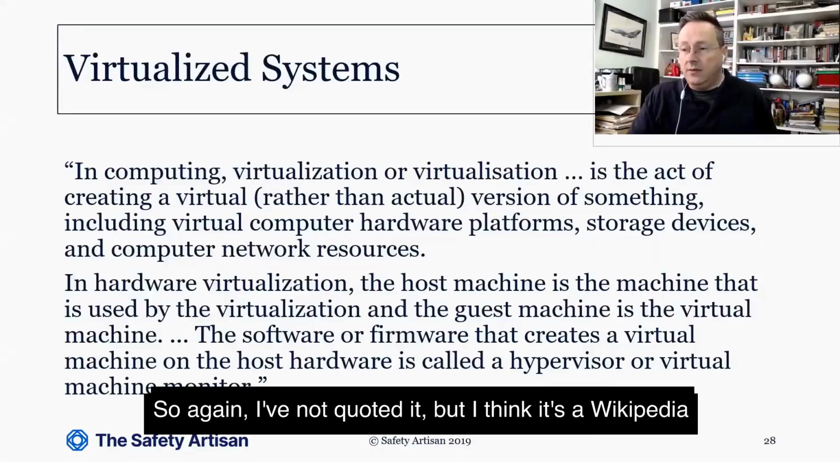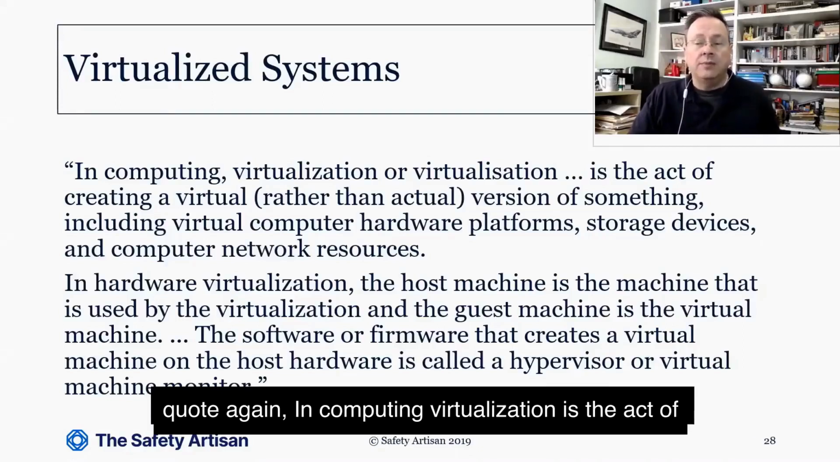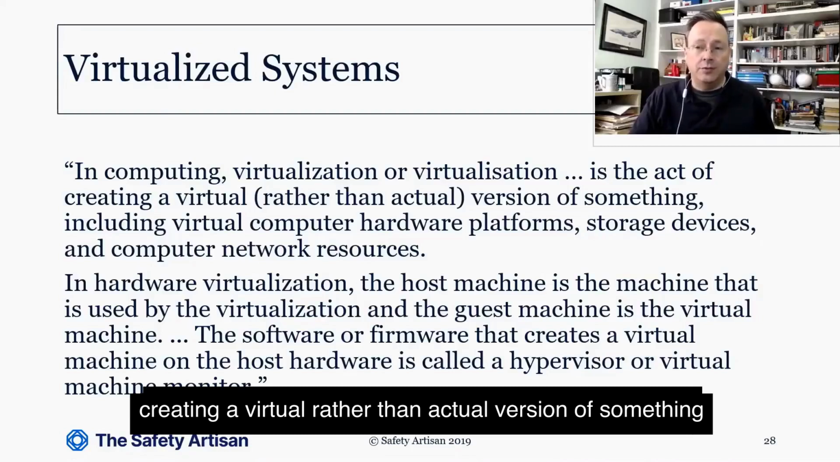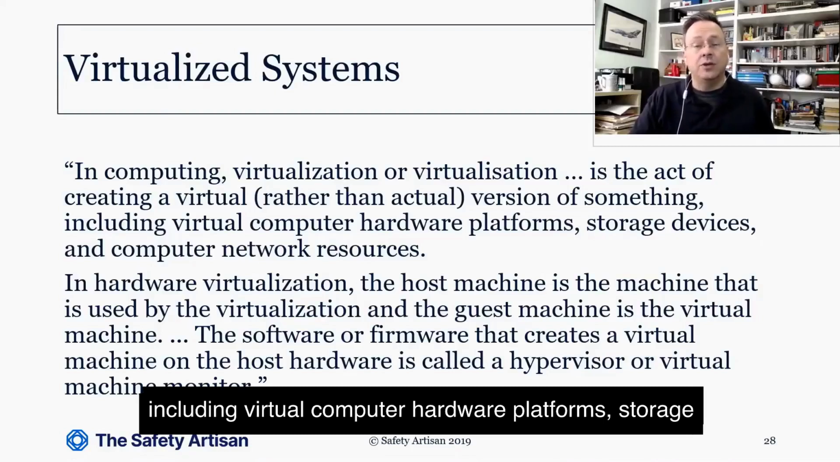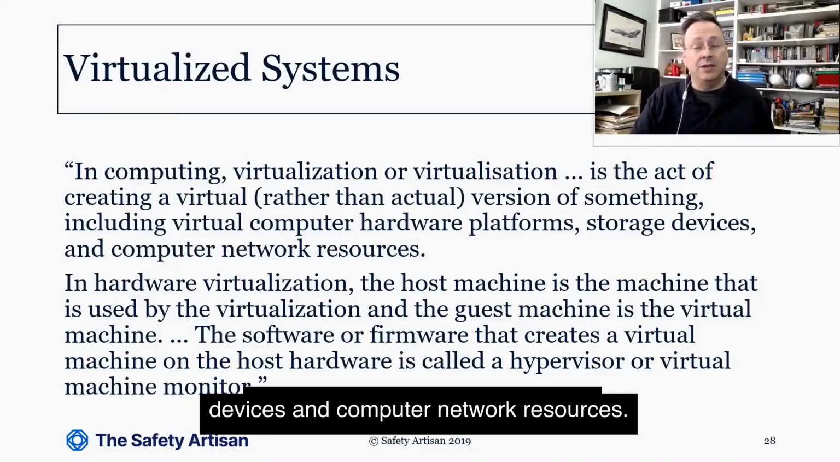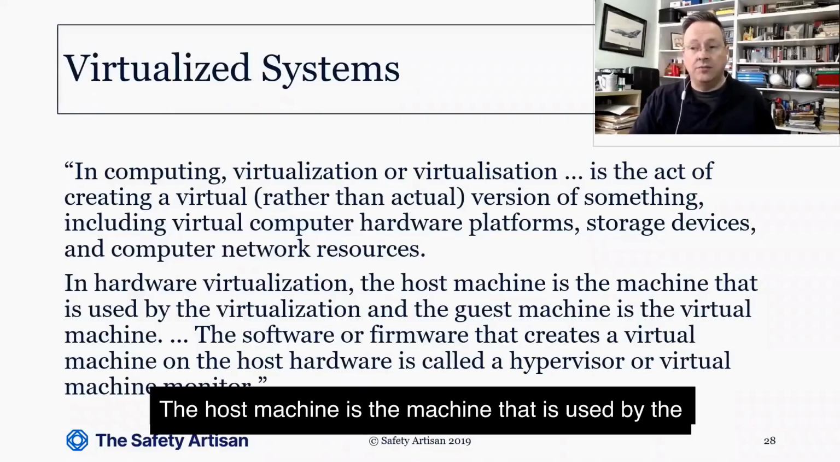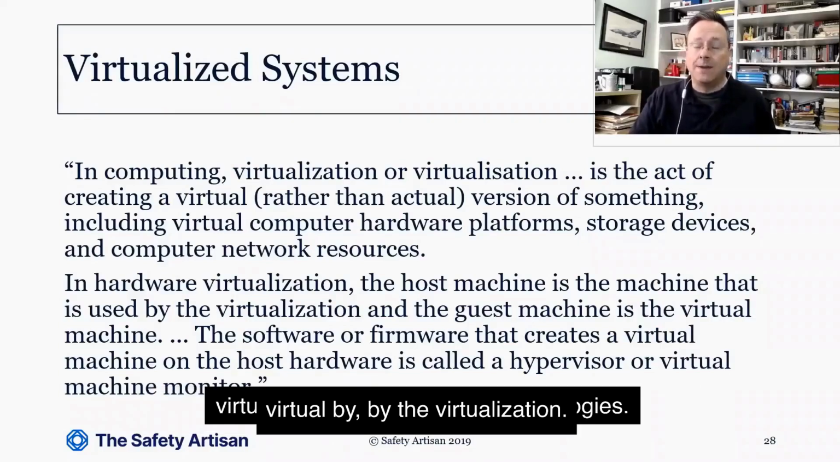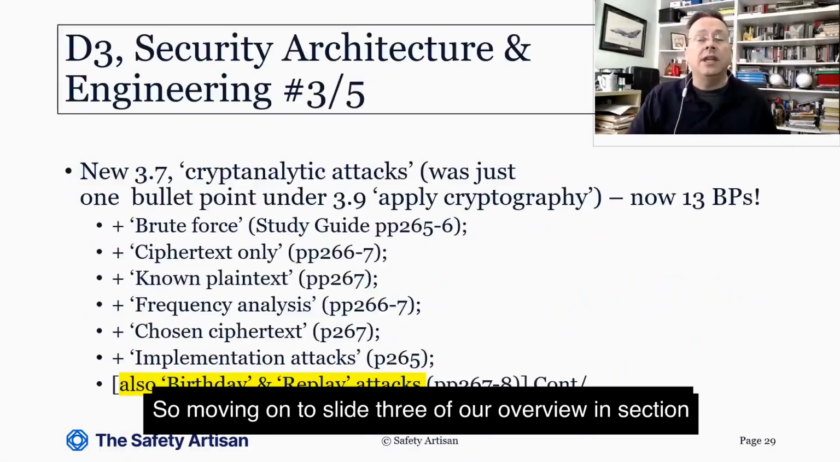So again, I've not quoted it, but I think it's a Wikipedia quote again. In computing, virtualization is the act of creating a virtual rather than actual version of something, including virtual computer hardware platforms, storage devices, and computer network resources. The host machine is the machine that is used by the virtualization. So moving on to slide 3 of our overview.